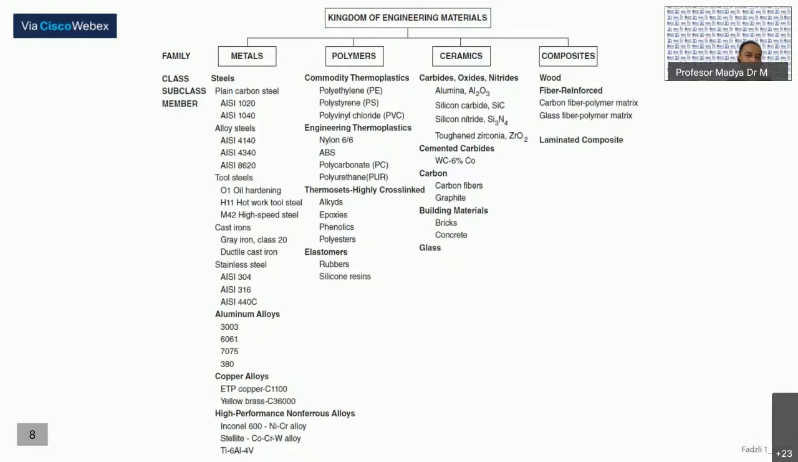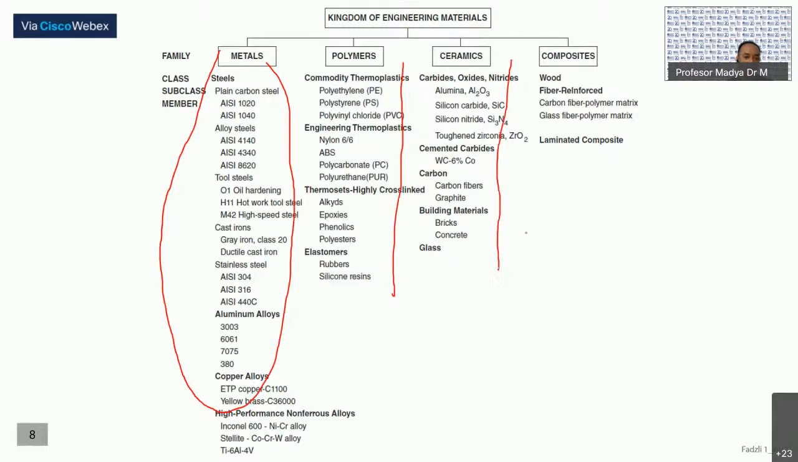Okay, this is the kingdom of engineering material. We have metal, we have the class of metal, the class of polymer, the class of ceramic, and then the class of composite. Ceramics are mostly alumina, silicon carbide, and silicon nitride, for example.